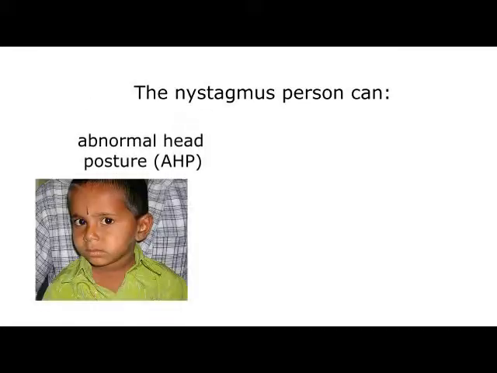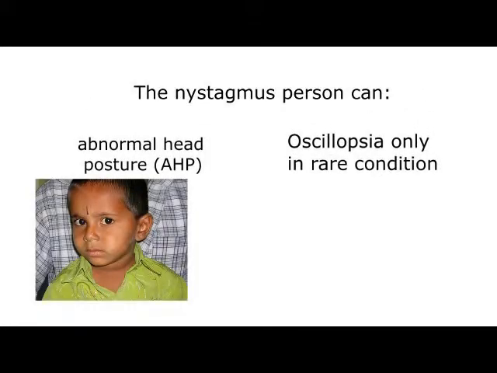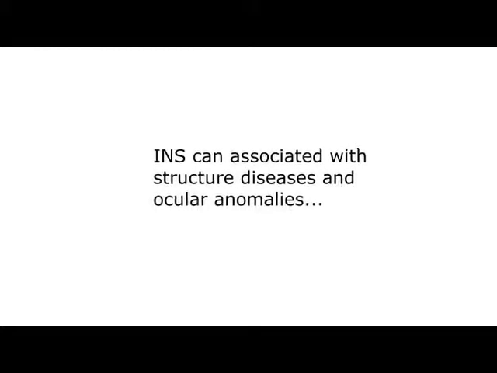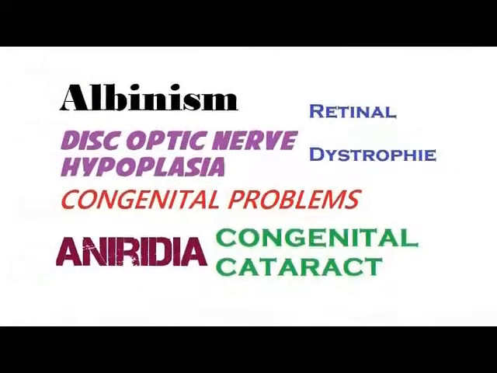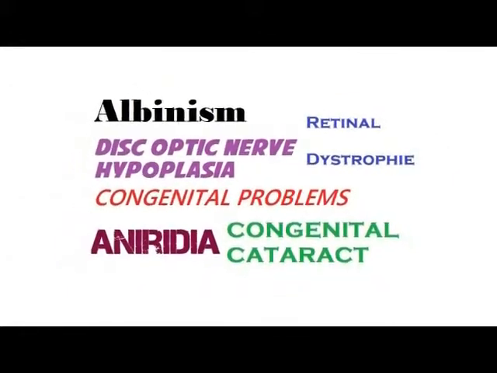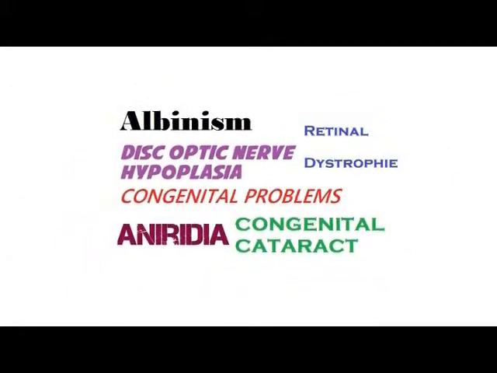The nystagmus person can adopt abnormal head posture and they will have no oscillopsia, unless in very rare conditions they will have oscillopsia. They usually can be associated with structural disease and also ocular anomalies such as albinism, aniridia, retinal dystrophies, optic nerve hypoplasia, or congenital problems such as congenital cataract.